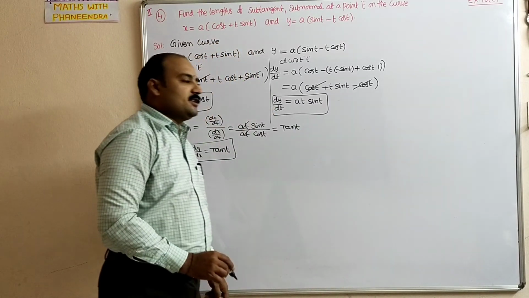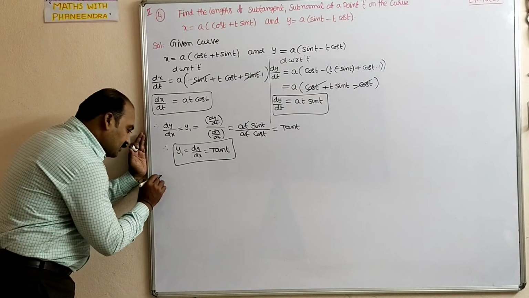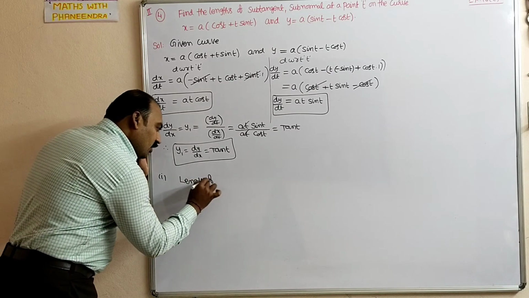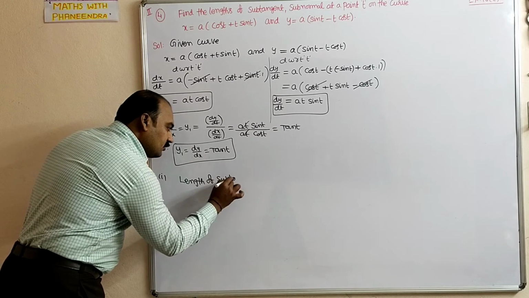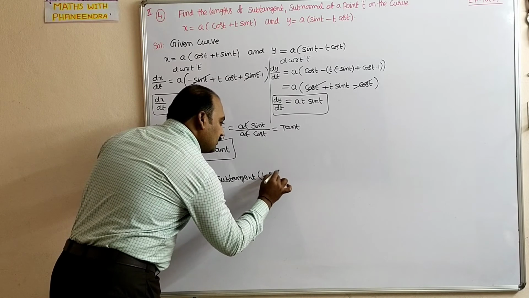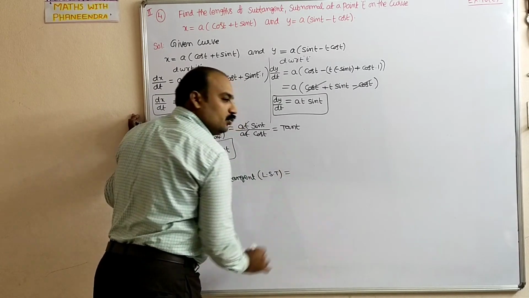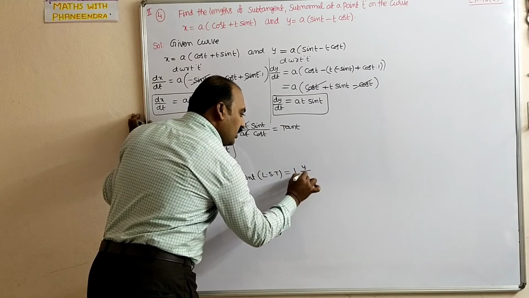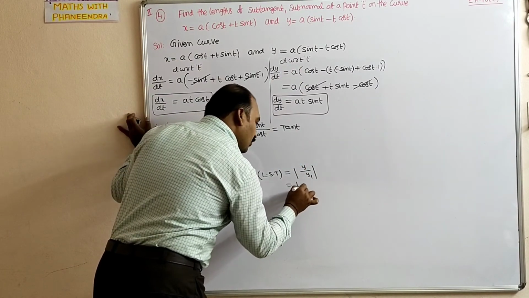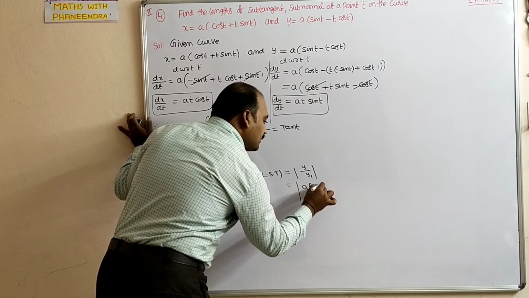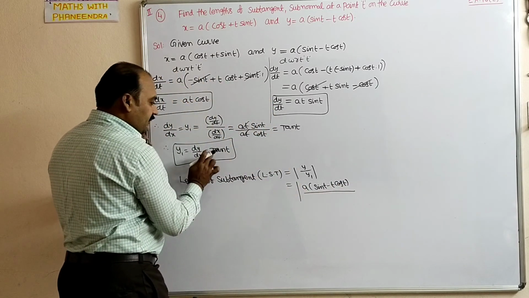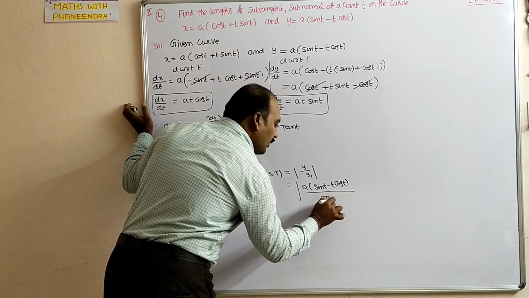Length of subtangent. What is the formula for length of subtangent? LST is equal to mod y by y1. The y value is what? a times sin t minus t cos t, divided by y1. The y1 value is tan t. No need to simplify, you can leave it.